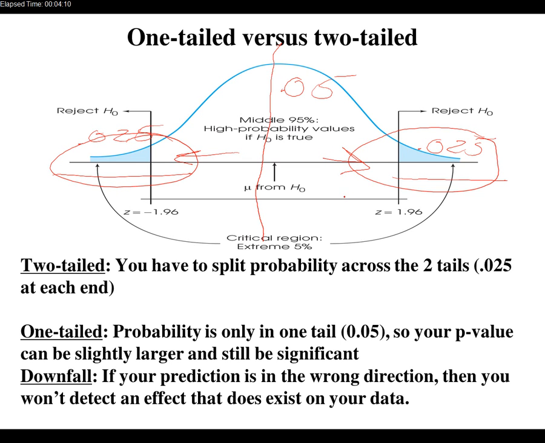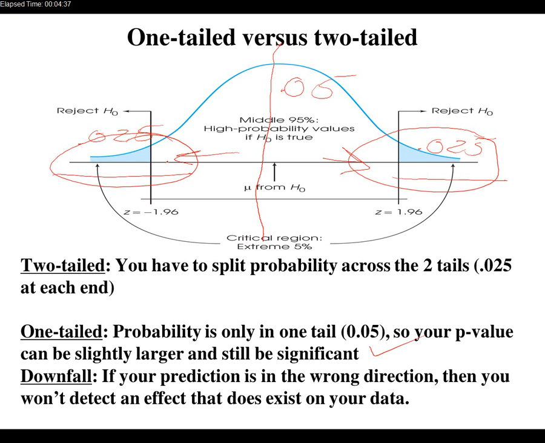Okay. So one-tail probability is only in one tail. So your p-value can be slightly larger and still be significant. Okay? And the downfall is that if you predict in the wrong direction, let's say that I'm predicting with a one-tailed test under this tail and it goes under this tail, I'll never know because we won't detect any effect that does exist in the data.